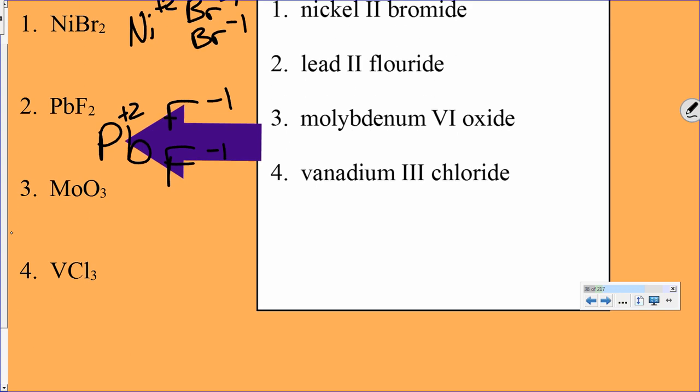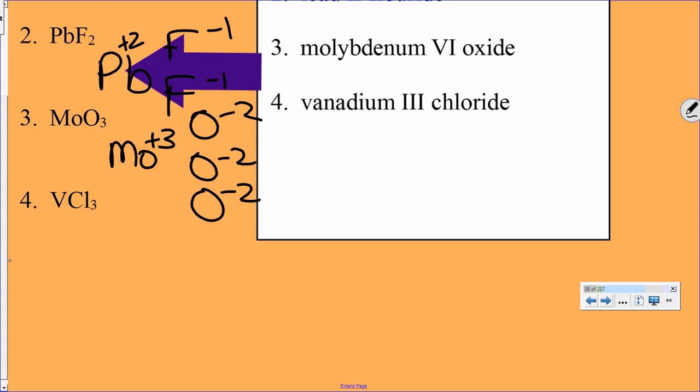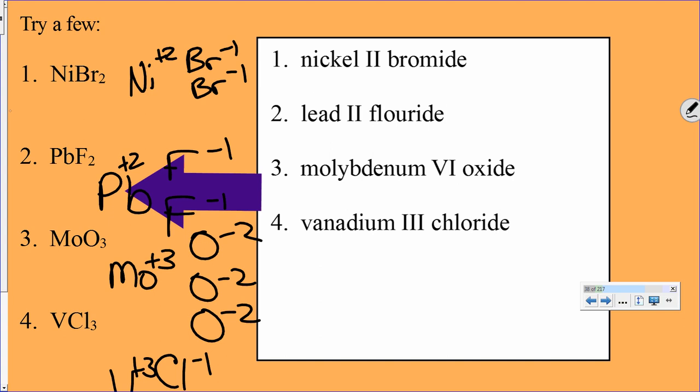Good old MoO3. So we have 1 molybdenum, 3 oxygens. Oxygen has to be -2. So in order to balance that out, molybdenum has to be +3. We have 3 halides with vanadium, -1 each. So we have a charge of +3 for vanadium(III) fluoride.